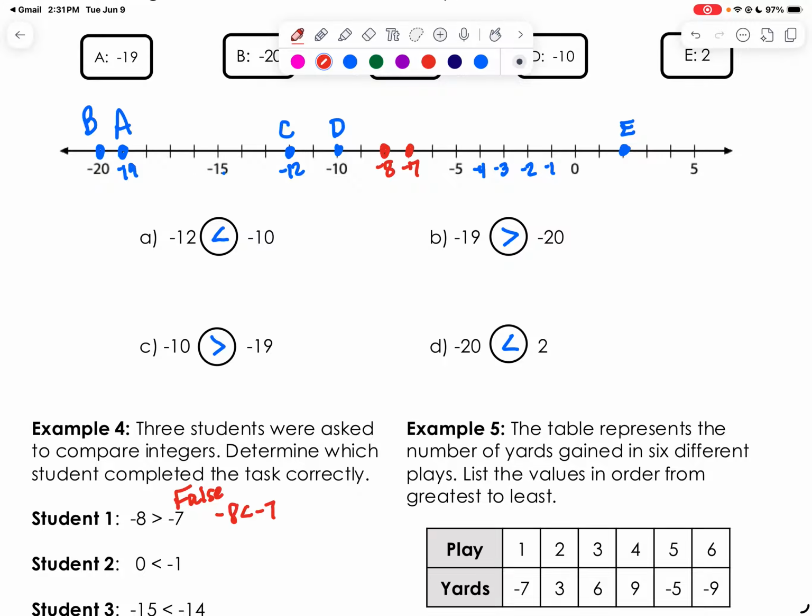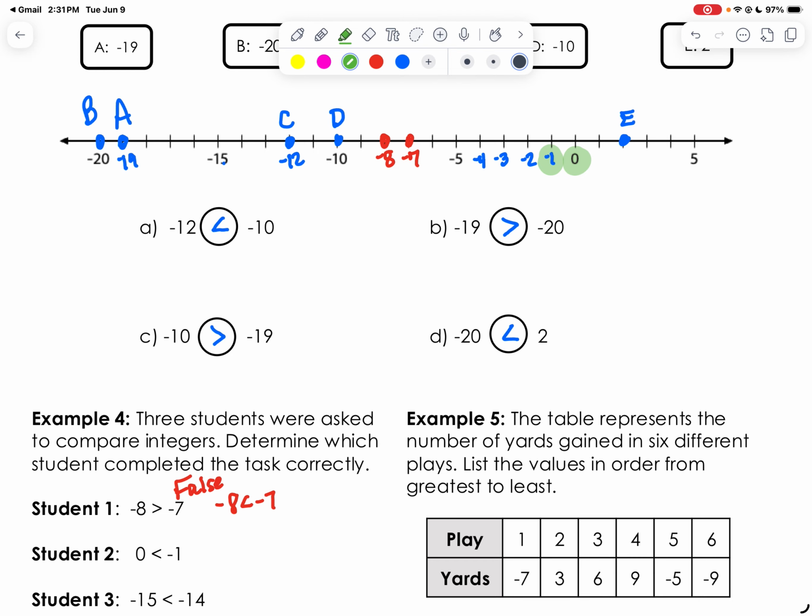All right, student 2 said that 0 was less than negative 1. So here's 0. Let me highlight 0. And here is negative 1. Now, 0 lies to the right of negative 1. So they should have written 0 is greater than negative 1. So this student did not complete the task correctly.